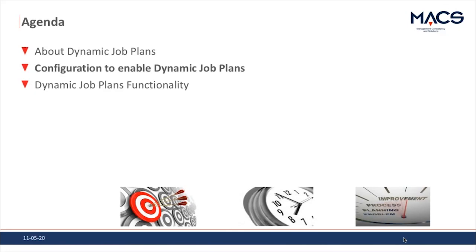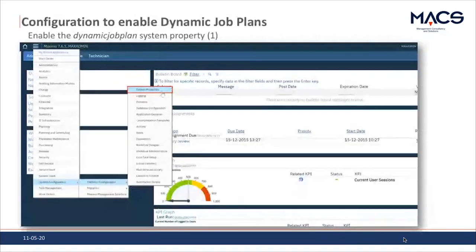I want to go further now with the configuration to enable dynamic job plans, because when you have Maximo 7.6.1.1 installed, you need to do some things before the functionality is actually enabled. I'm just walking through this based on those screenshots. What we first need to do is go to the System Properties application, which you can reach via the System Configuration module, Platform Configuration, and then at the top you can see System Properties. What we need to do is enable the dynamic job plan system property.